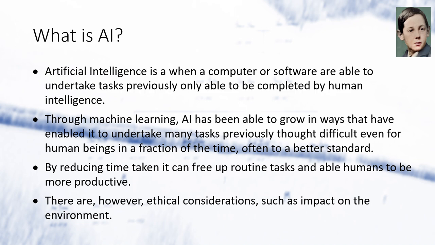Machine learning is something where AI is able to develop and grow over time, and that means that it's often something that you can use to complete tasks that human beings usually found quite difficult, but in a fraction of the time and often to a better standard. We're going to look at that in a moment with photo restoration, where I believe it can do things that I think for human beings would be extremely difficult, and it can do it in a fraction of the time, and as I said, to a better standard.